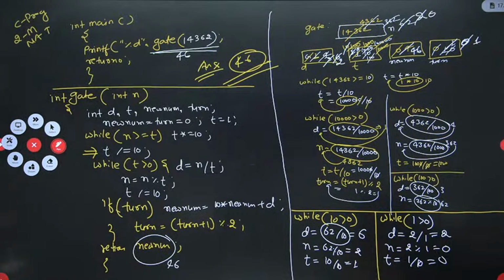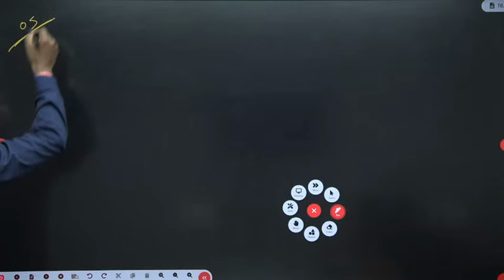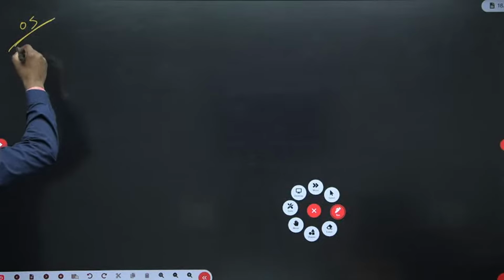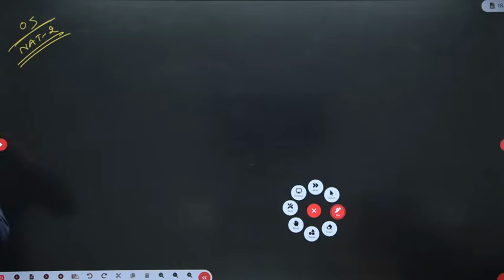Very good. Now let's go quickly. Let's see more questions here. Okay, one more question. Let's discuss one more question from the operating system: demand paging. This question was NAT, 2 marks. Getting my point?